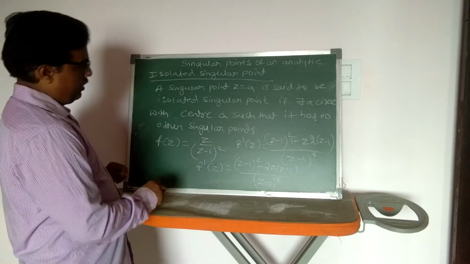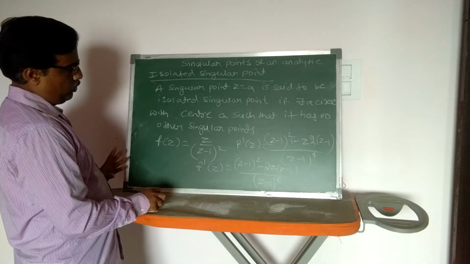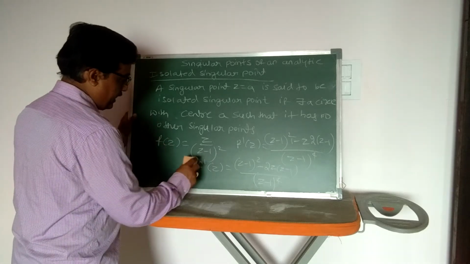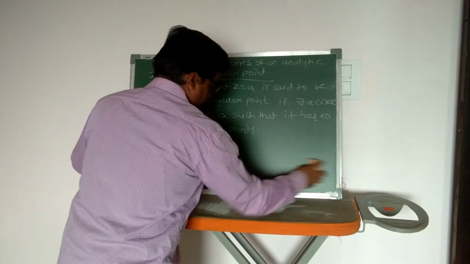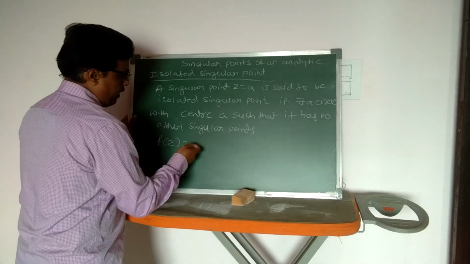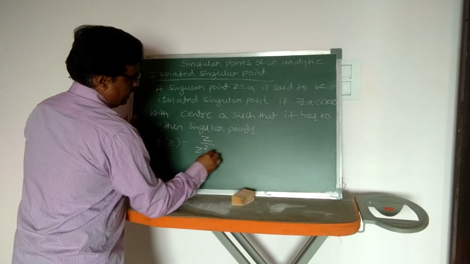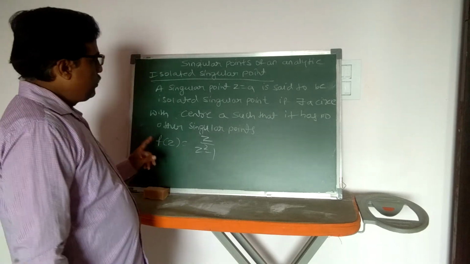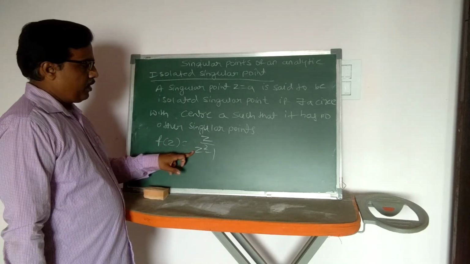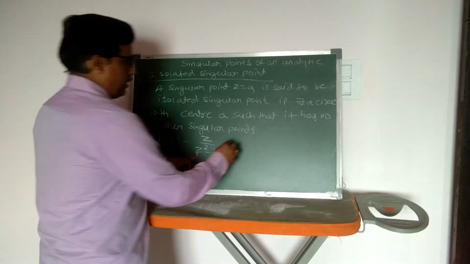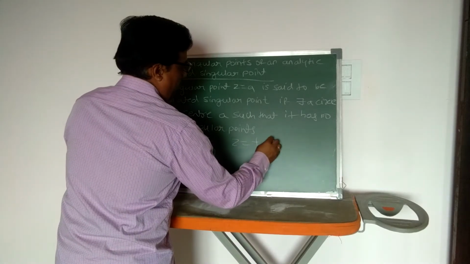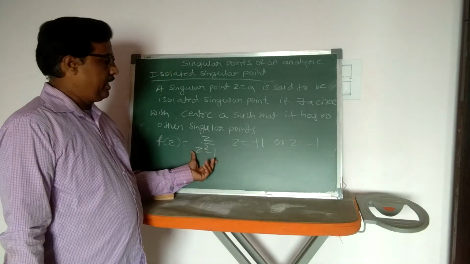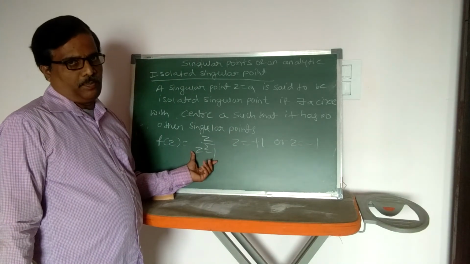Don't take z minus 1 whole square, take the example of z divided by z square minus 1. Okay, z square minus 1. Now see here, when you substitute z as plus 1 or z equal to minus 1, then we get the denominator term as 0.